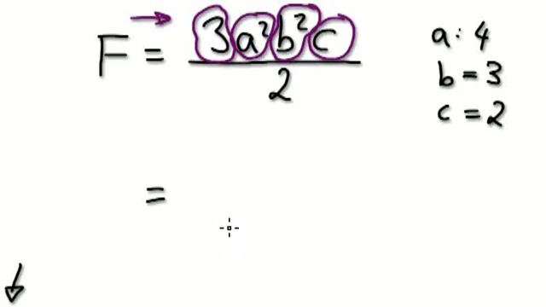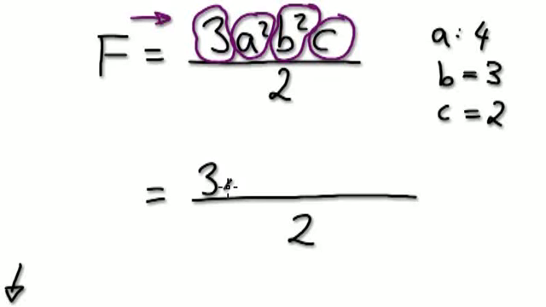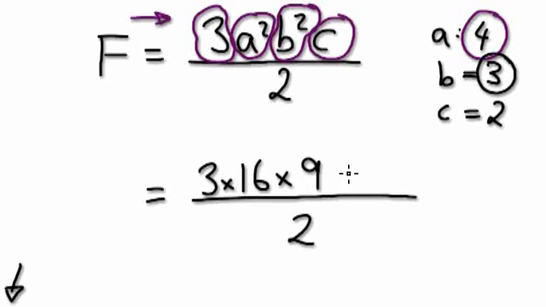Okay, so let's do this then. So this is 2 here. 3. Let's just leave the 3 as it is. A squared. What's a squared? Well, basically a squared is this thing squared. 4 times 4 is 16. So remember, it's 3 times 16. Okay, and then we've got to times b squared. Well, b is 3, and we've got to square it. 3 squared is actually 9. Okay, so I'll put it in there, and then we've got to times it by c. Well, c is 2.